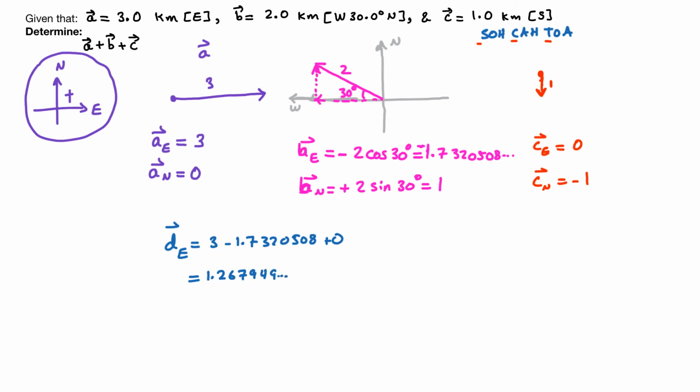I'm going to keep that as that, and then I'm going to do the north component as well. For the north component, I am going to add all the north components. So in this case, I'm going to have 0, I'm going to have 1, and I'm going to have a -1. So 0 plus 1 minus 1, and that's going to equal 0.